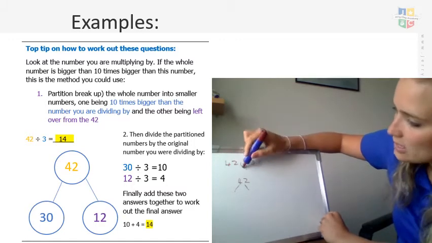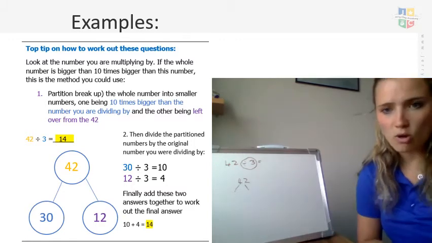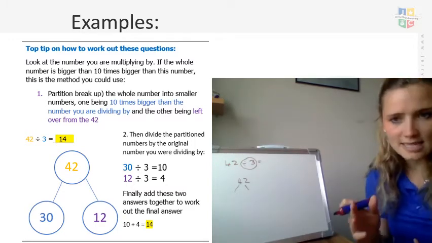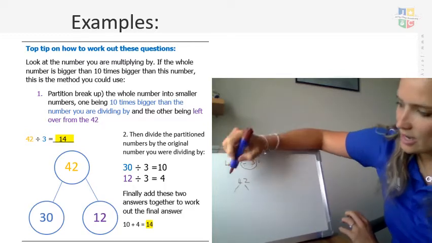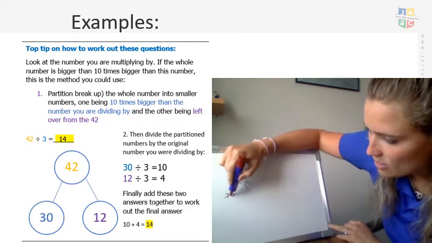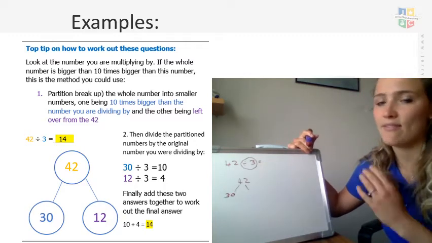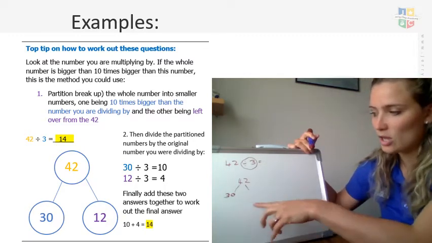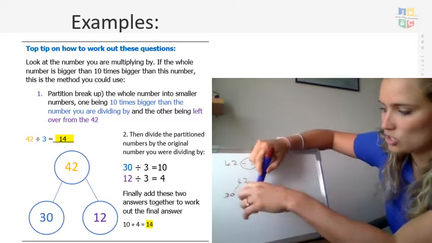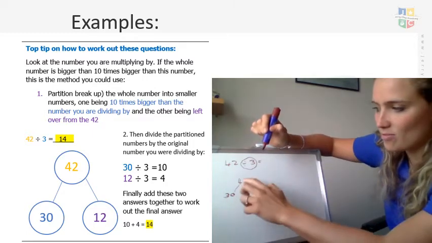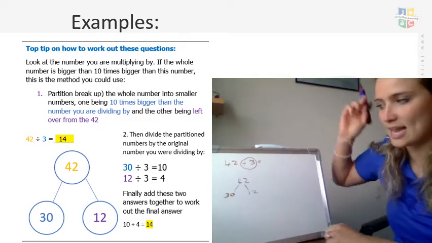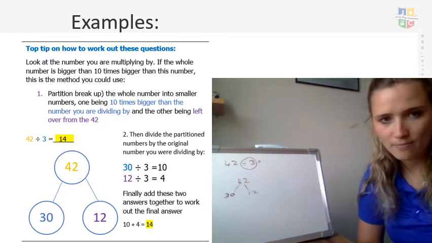Now if we look at what we're dividing by, we can go 10 times bigger. So I know 10 times bigger than 3 is 30. So one of my numbers is going to be 30. Then I want to know how much I've got left over to get from 30 to 42. Well, from 0 to 2 ones, I've got 2 ones. And from 3 to 4 tens, I've got 1 ten. So I know my other number is 12.